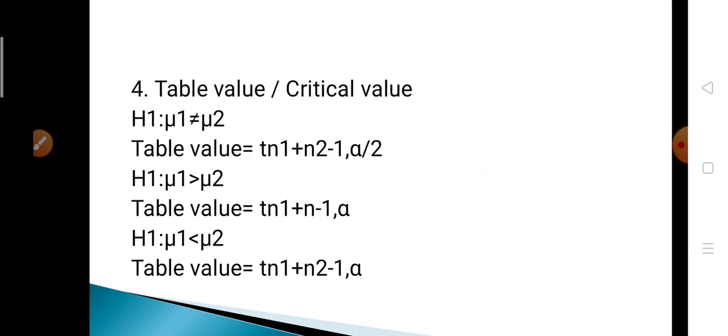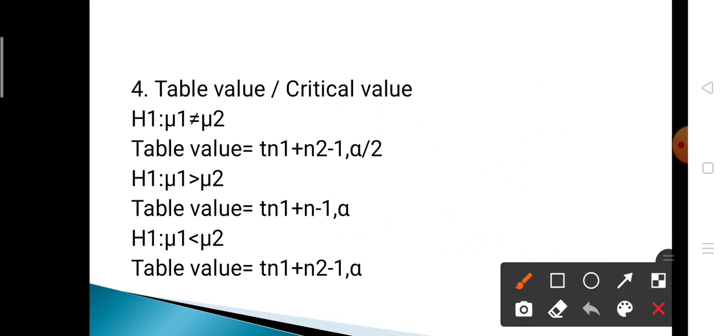Now the fourth step is table value or critical value. There are three cases: one-sided right, one-sided left and two-sided test. For two-sided test, see the statistical table value for alpha by 2. And for one-sided, see the table value for alpha only. But we need the degrees of freedom for finding the table value or critical value.